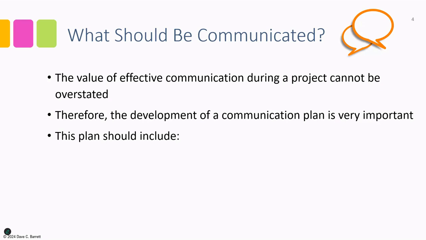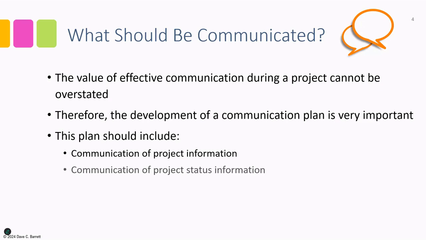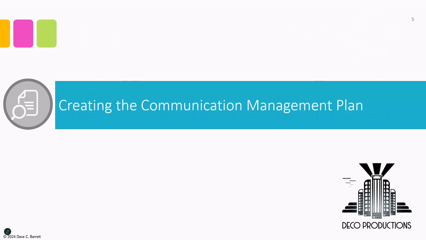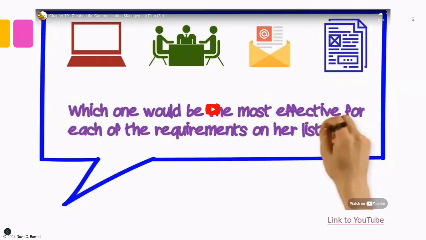This plan should include the communication of project information, identifying who needs what. Does each stakeholder group need to know, and how should it be conveyed to them? It should also include the communication of project status information. So here's a video which describes the process of creating the communication management plan.